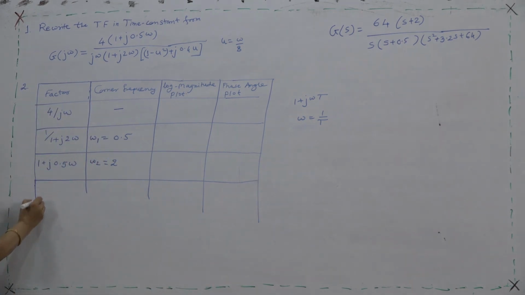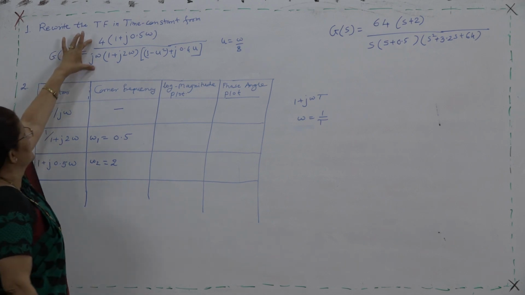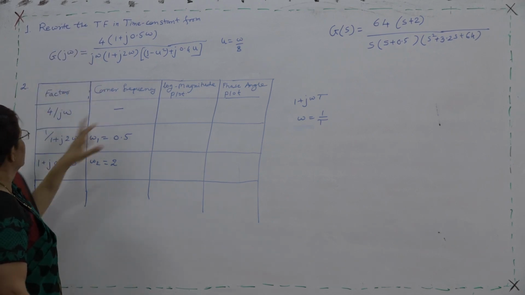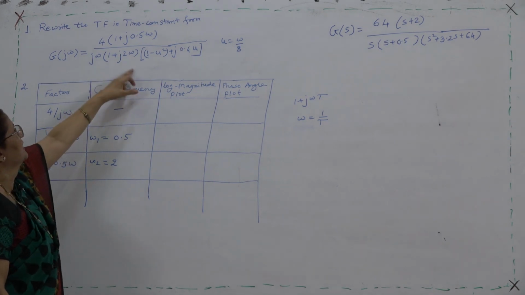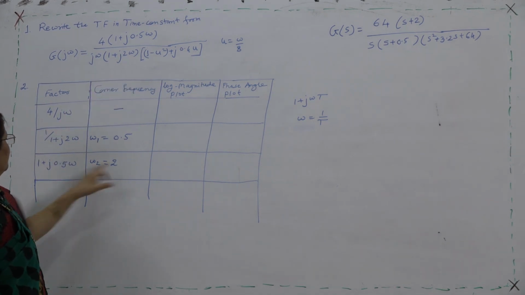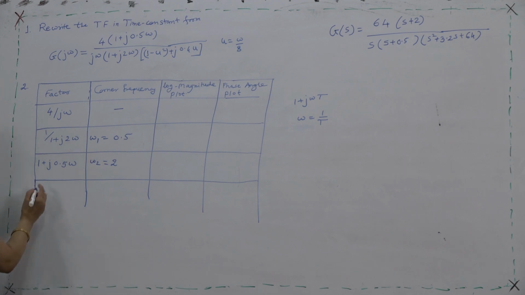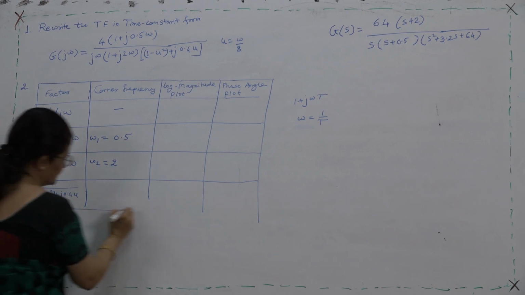And the last remaining term. Check that 4 upon j omega you have taken, 1 plus j 2 omega that you have taken, 1 plus j 0.5 omega that you have taken. So, what is remaining now? 1 upon 1 minus u square plus j 0.4 u. So, this term we are considering.